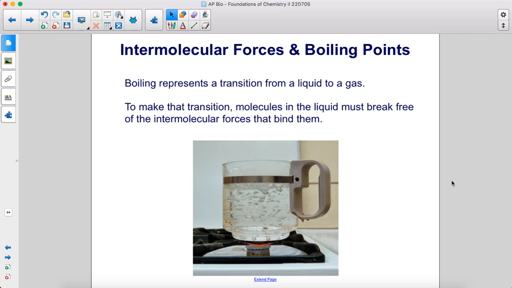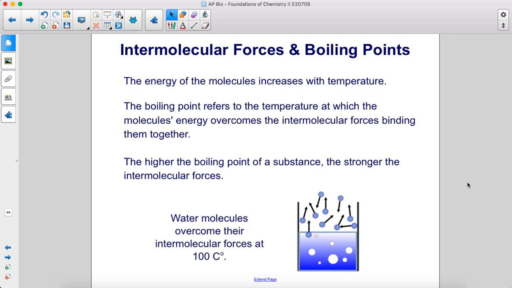Boiling represents a transition from a liquid to a gas. To make that transition, molecules in the liquid must break free of the intermolecular forces that bind them. The energy of the molecules increases with temperature. The boiling point refers to the temperature at which the molecule's energy overcomes the intermolecular forces binding them together. The higher the boiling point of a substance, the stronger the intermolecular forces. Water molecules overcome their intermolecular forces at 100 degrees Celsius.